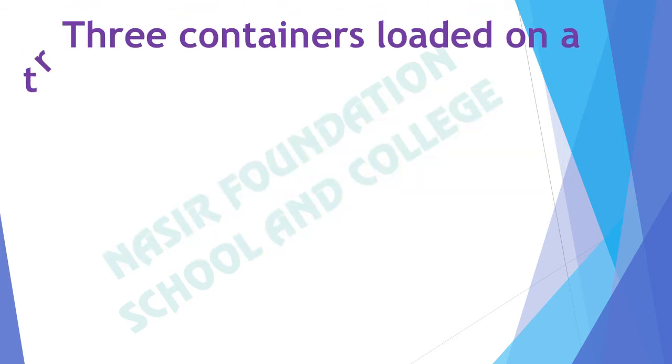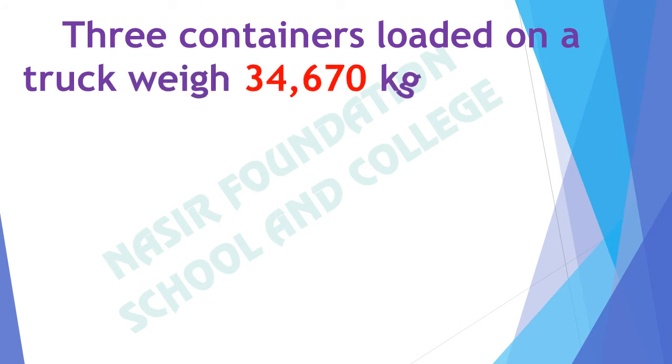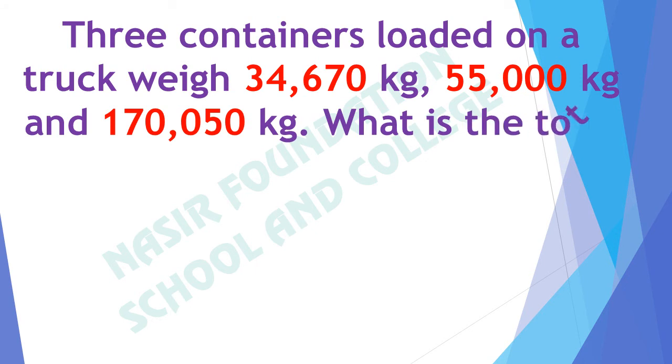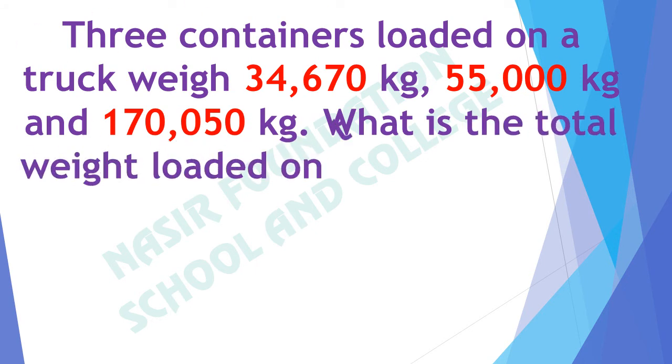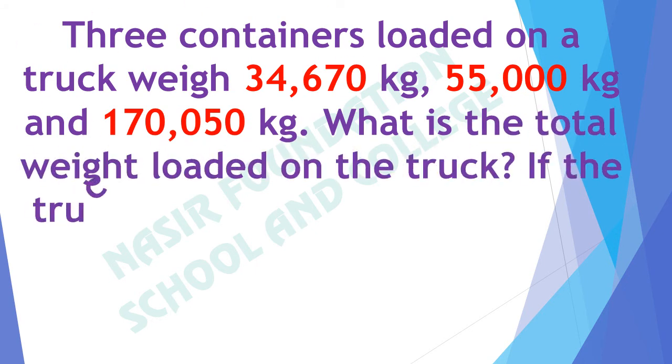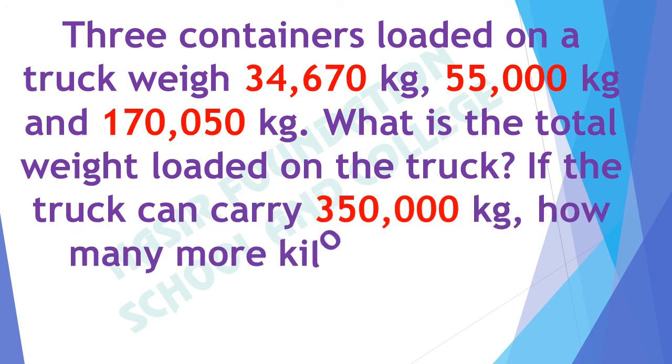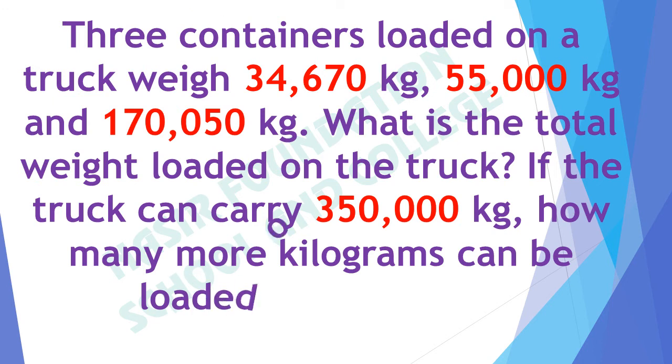3 containers loaded on a truck weigh 34,670 kg, 55,000 kg and 170,050 kg. What is the total weight loaded on the truck? If the truck can carry 350,000 kg, how many more kilograms can be loaded on the truck?